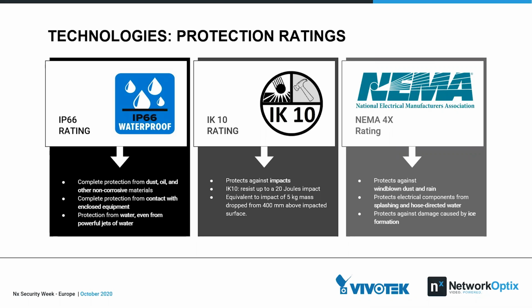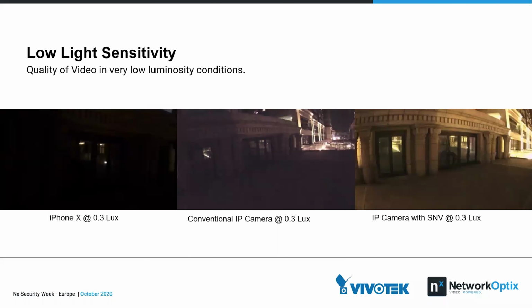So these are the three main ratings to be careful about: the mechanical protection of the camera. Then you have the technologies which are linked to the image quality that you are going to get. The first one is the low light sensitivity.